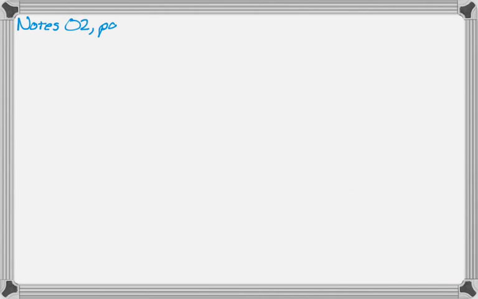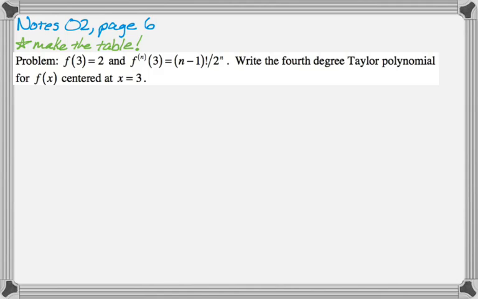So the next page is going to be page 6, and what you have to remember when you're doing these problems is you always want to make a table. So these problems are a little different. I'm not giving you a table. Instead, I'm giving you additional information, and you can make your own table. So we know that f of 3 equals 2. We know that the nth derivative at 3 is n minus 1 factorial over 2 to the n. We want the 4th degree Taylor polynomial centered at 3.